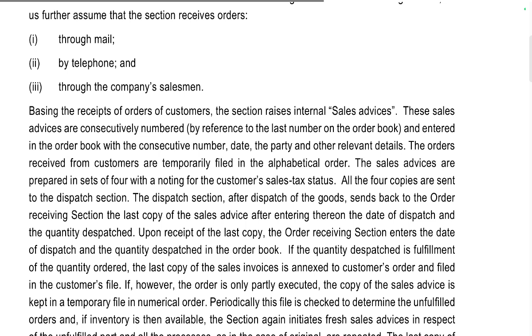The internal sales service section: the sales are always consequently a number that refers to the last number of the order book. Orders are entered; the order number is a consecutive number, with date, party, and other details. Orders received from customers are temporarily filed in alphabetic order. The sales advices are prepared in a set of 4, noting the customer sales data.